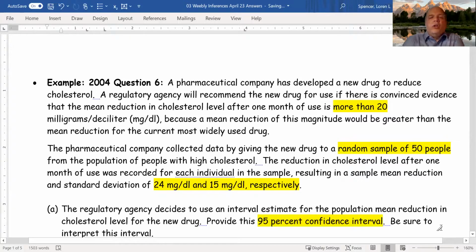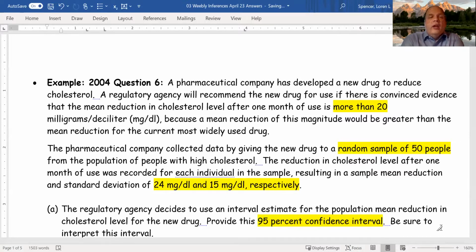They note, be sure to interpret this interval. Most of the time, they're not going to tell you to be sure and do it. They expect you to know to do that. So when they say, hey, construct an interval, you always have to interpret it, whether they tell you to or not to.